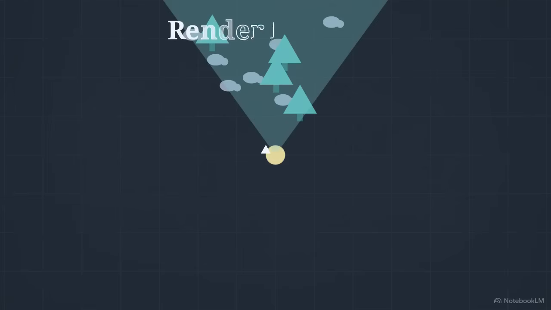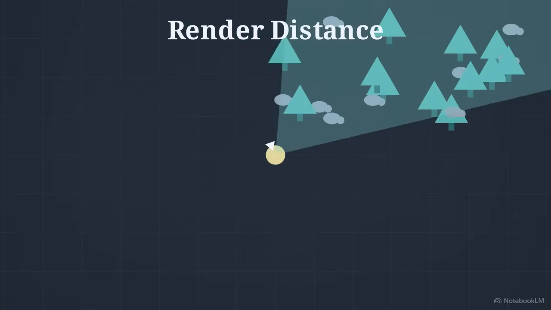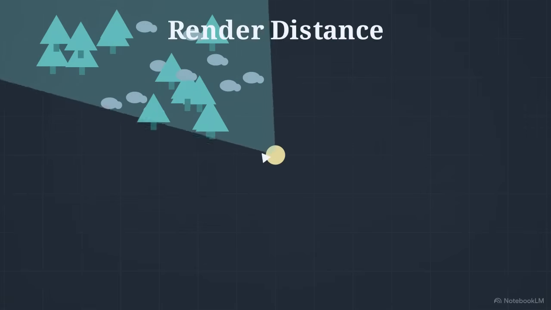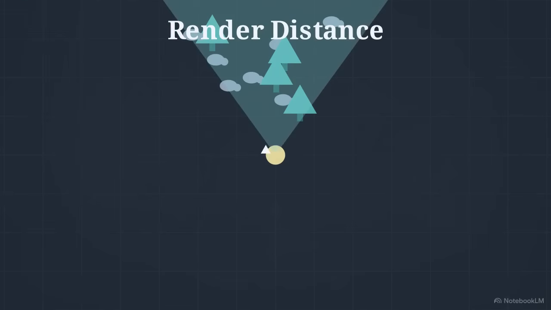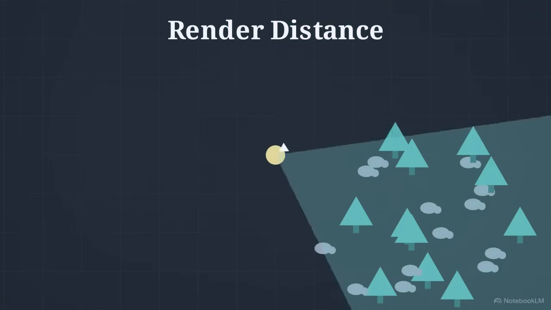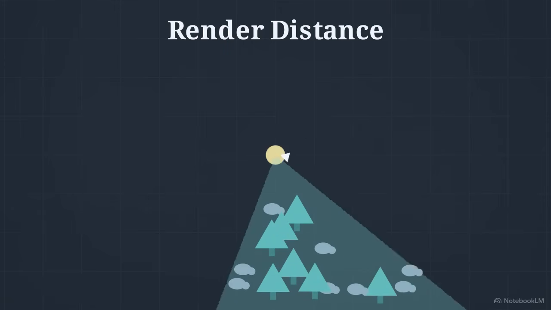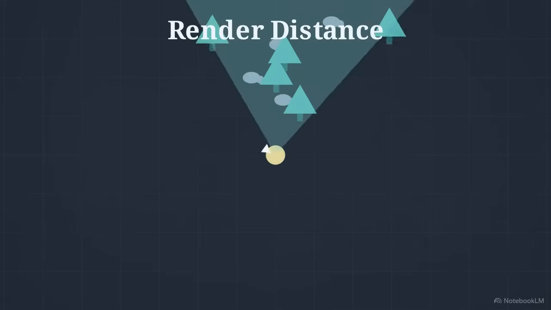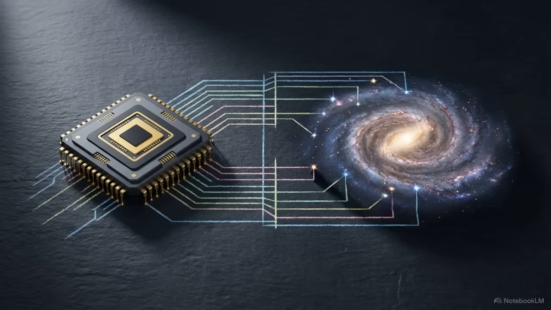Video games manage this limitation through a strategy called render distance. To save energy, the engine only generates high-resolution terrain inside the player's immediate field of vision. Everything behind the camera reverts to compressed data, acting as a placeholder until the player spins around. If the universe operates on a similar architectural logic, it would follow the same efficiency rules.